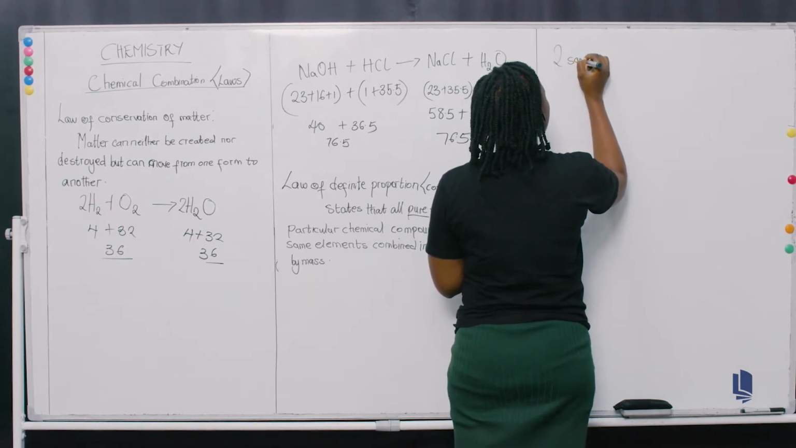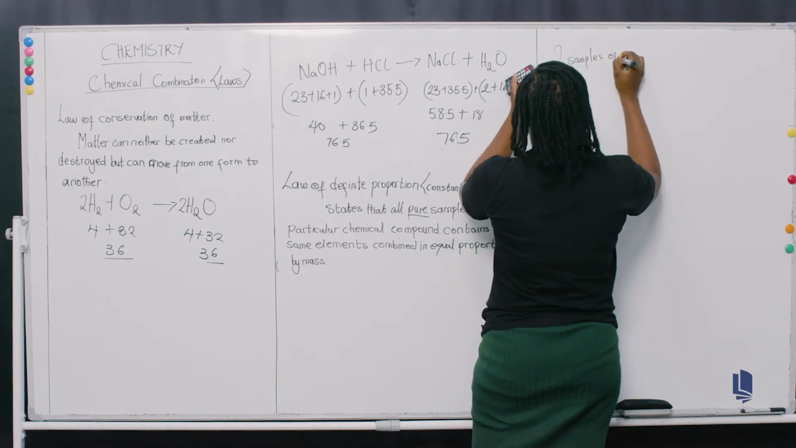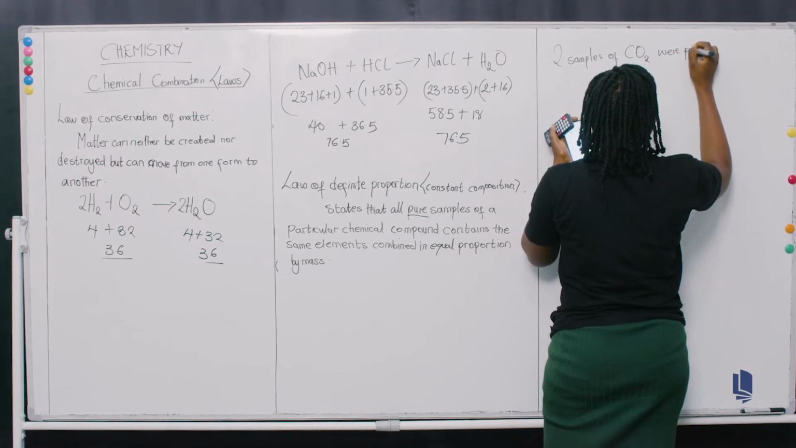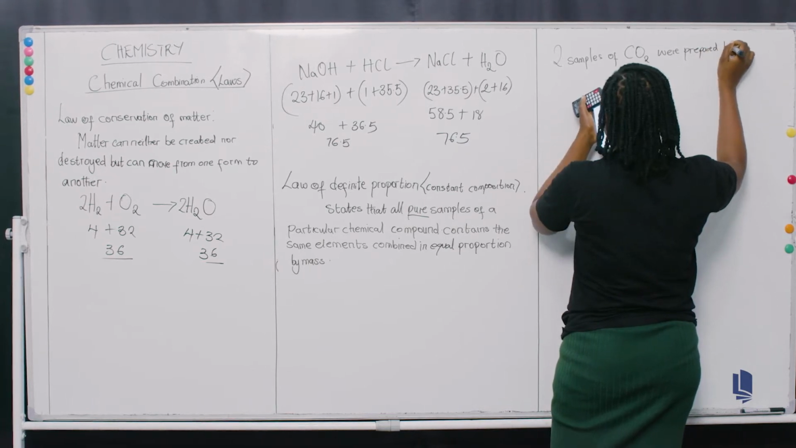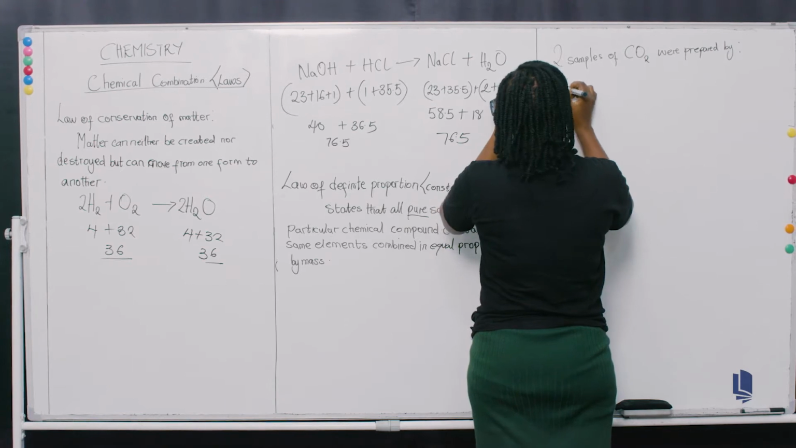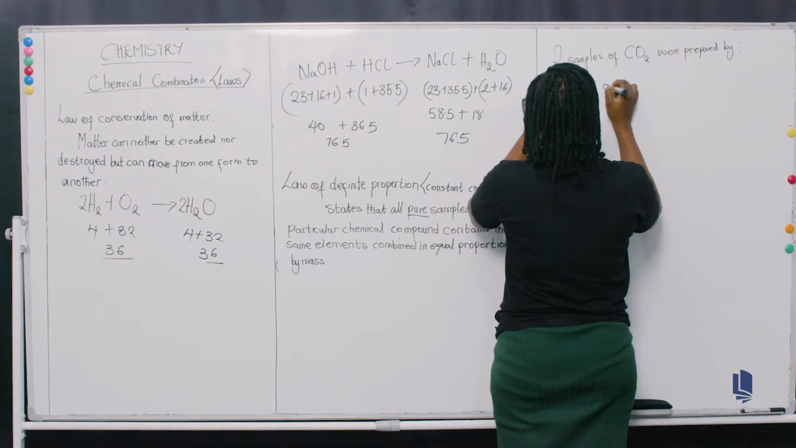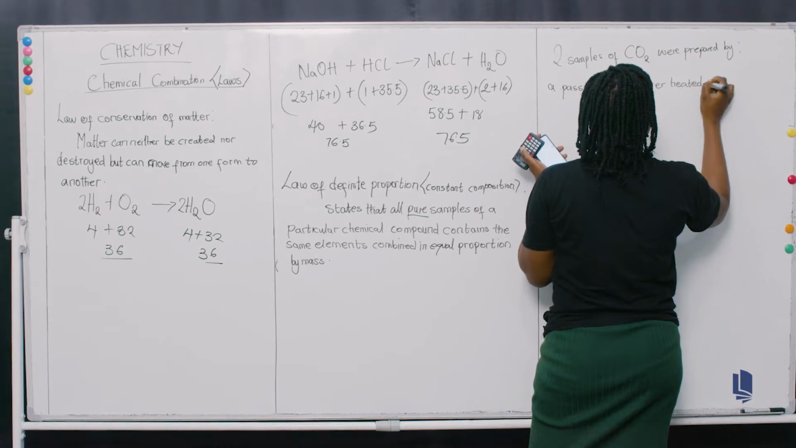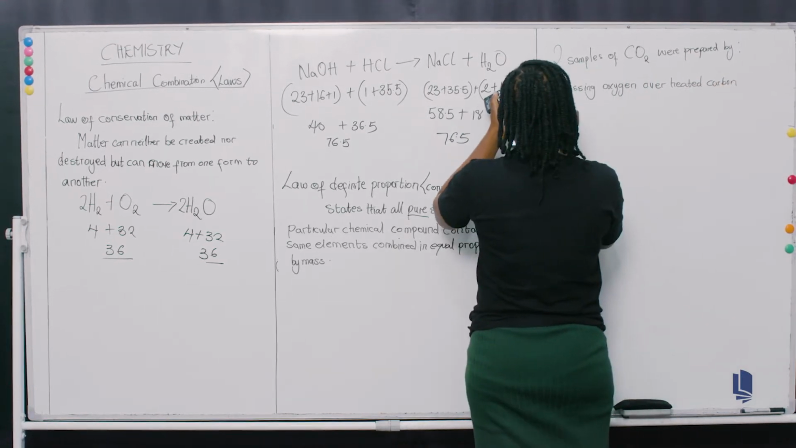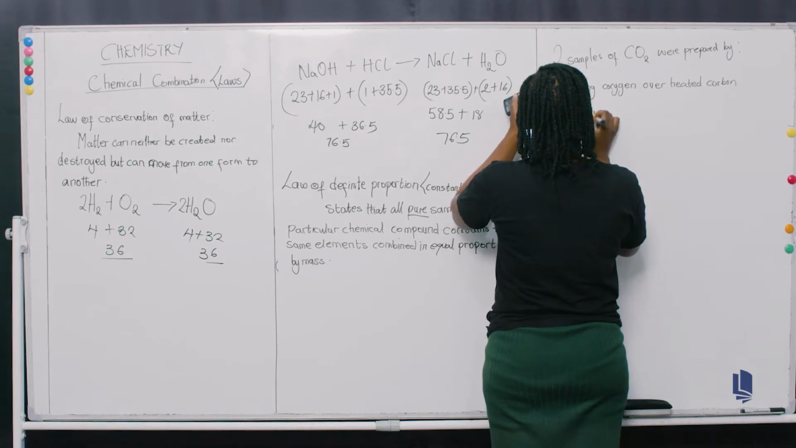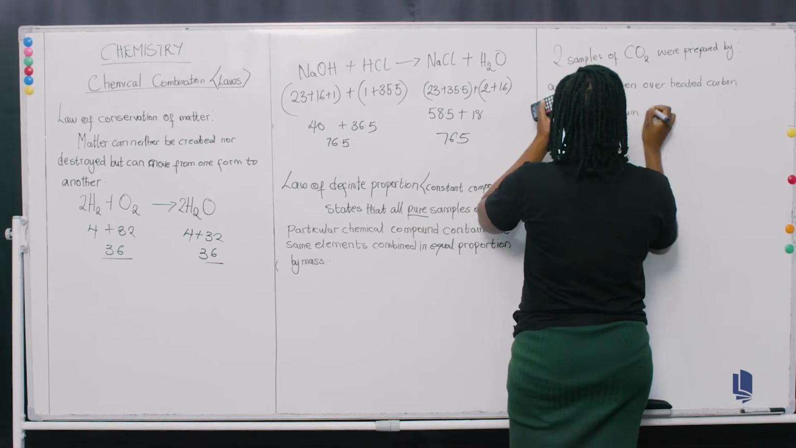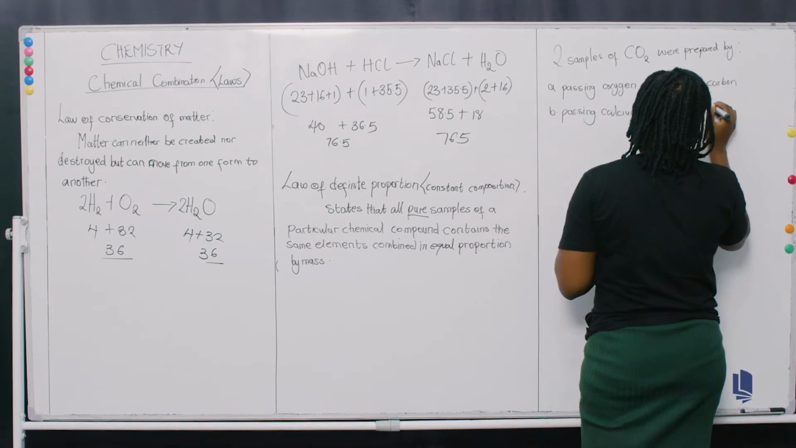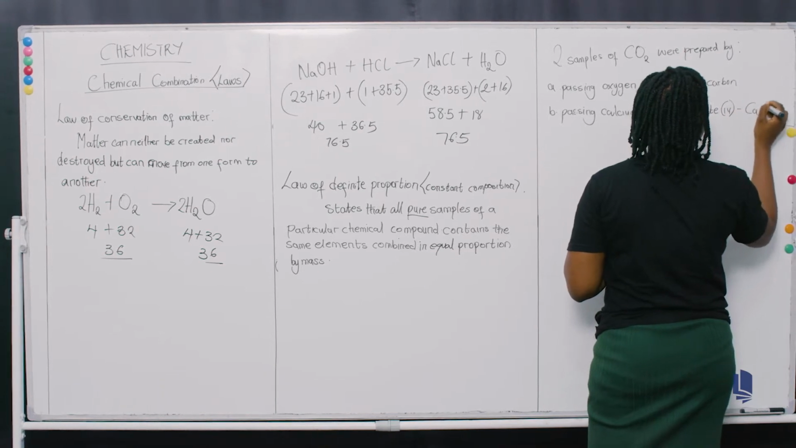Two samples of CO2, that's carbon dioxide, were prepared by A, passing oxygen over heated carbon, B, passing calcium trioxocarbonate(IV). Calcium trioxocarbonate(IV) is CaCO3.